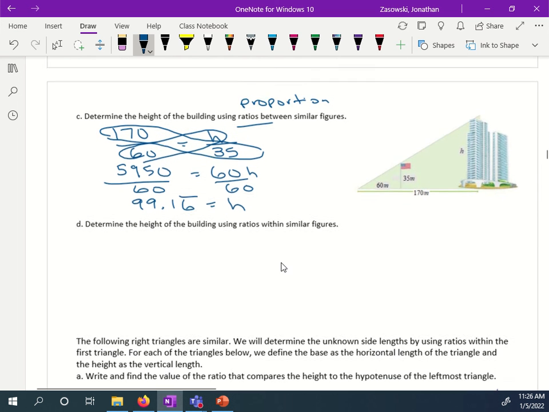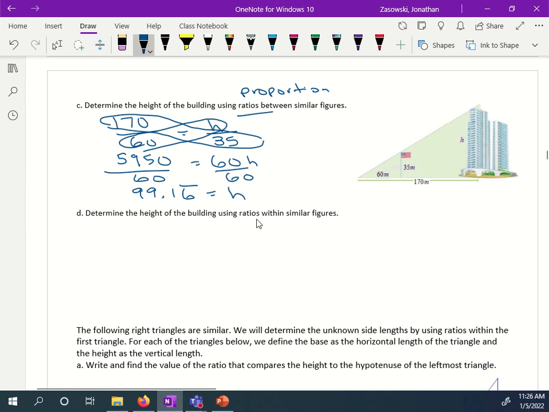Okay. Now, the last option says that it wants ratios within the similar figures. So this time, I want to make a ratio using just a small triangle. The whole point is this: you can make a whole bunch of different ratios. How do we know if they're all going to work? If I made a ratio using 35 and 60, I could write down 35 over 60. That has to equal what in the other triangle? Be consistent.